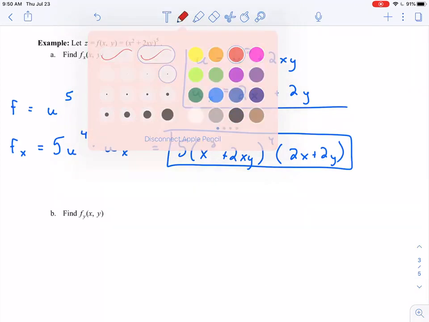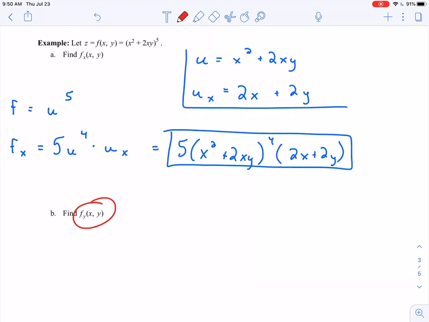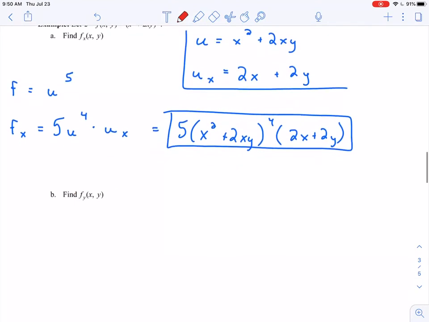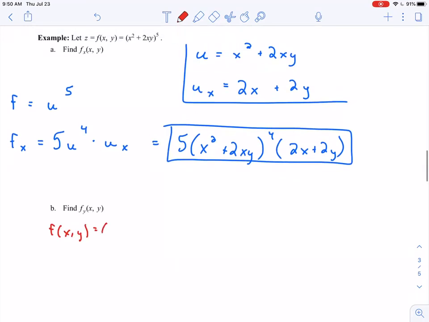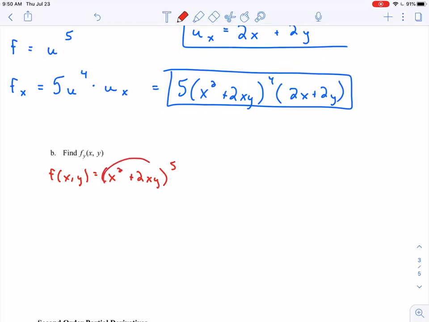Similarly then, if I want the partial derivative with respect to y, it's going to be a very similar process here. So again, let's just write our function so that we have it in front of us. This is x squared plus 2xy raised to the fifth power. So again, I see this function here, which is x squared plus 2xy. As soon as you see that y, you know that we're going to have a chain rule here because it's inside of this to the fifth power.